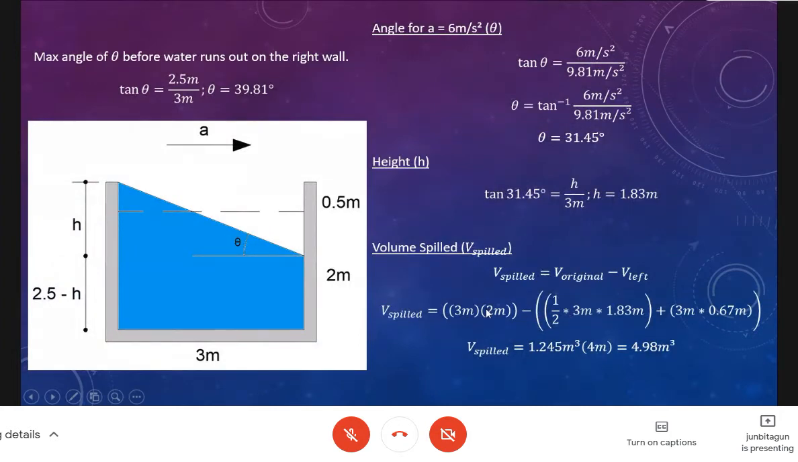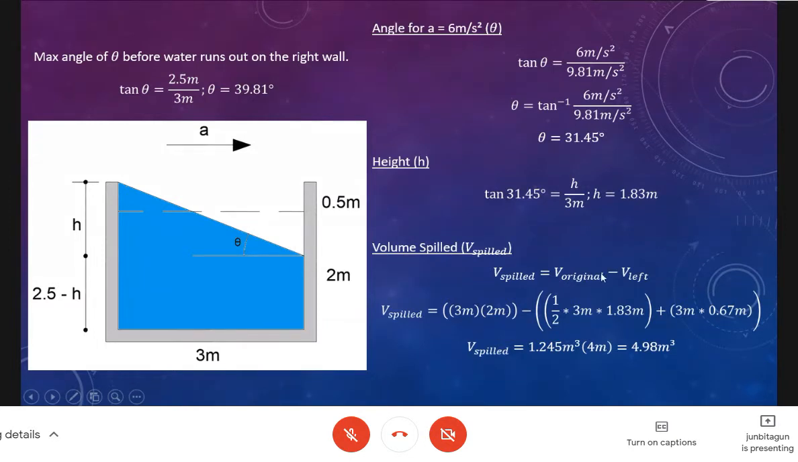Okay, so get the area first. That would be the area of rectangle. That's 3 meters of base times 2 meters of height minus the left volume. How much is left? So I decided to cut this down, or this trapezoid down, into a triangle and a rectangle. Or you can just go for the area of trapezoid. It's up to you. The area of a trapezoid is easy too.